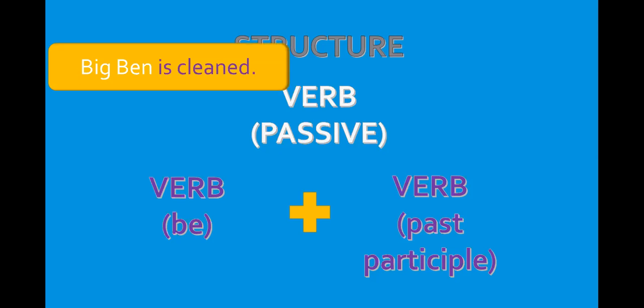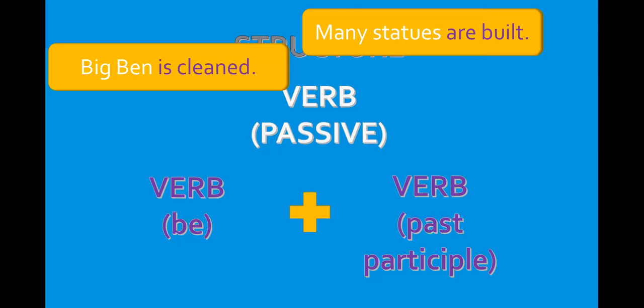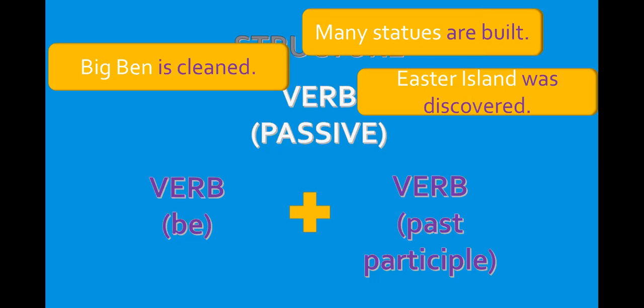For example, when we say Big Ben is cleaned, okay, we have the verb be, is, and then we have the verb in past participle, cleaned. Big Ben, remember the Elizabeth Tower, Big Ben is cleaned. Or we can say many statues are built. Okay, we have the verb be are, and then built, past participle. Easter Island was discovered. The verb be is was, and then we have past participle discovered, was discovered. Okay, we're still using the structure. We're always going to use this structure.